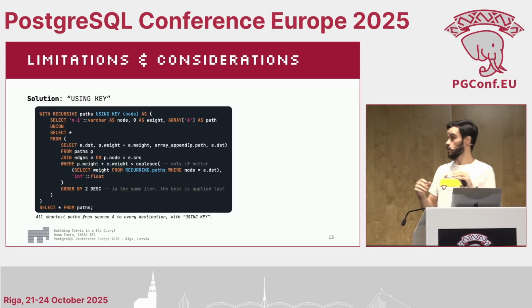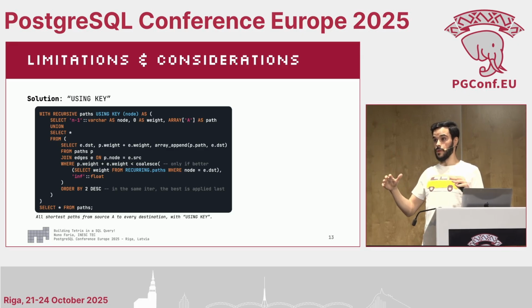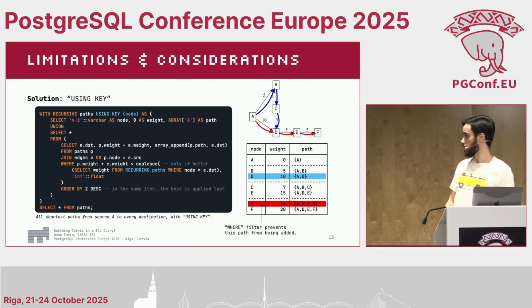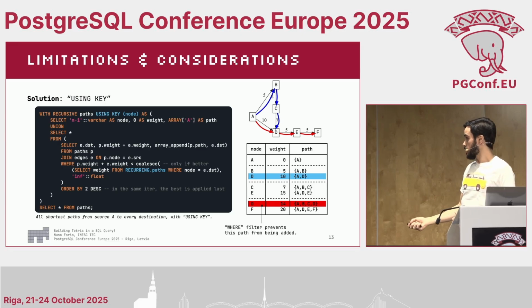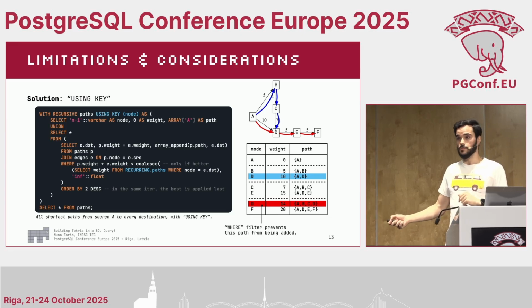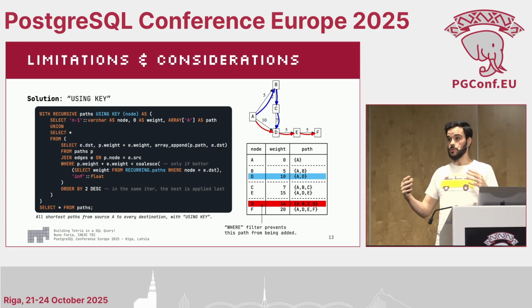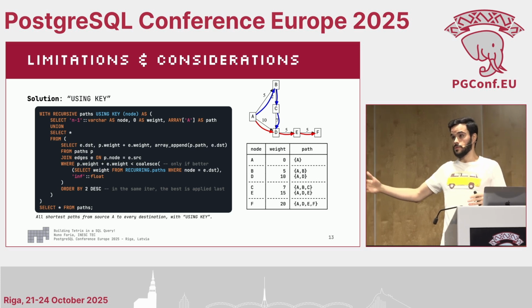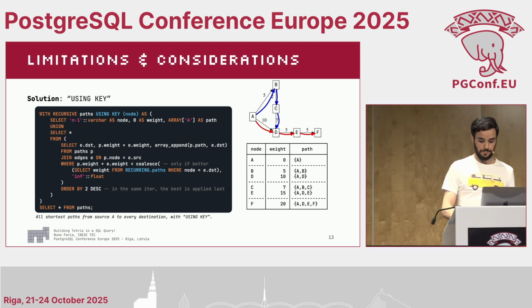And just to show this using key feature in that shortest path example, now when we reach the node D again, we can see that the cost is higher than the previous path, and using this filter here, we can remove that path from the result set. So we don't even store it, and we also don't even follow it until the end.